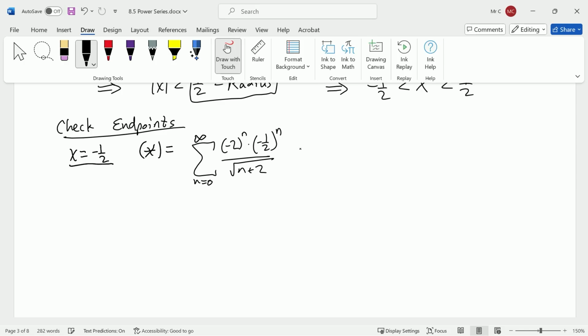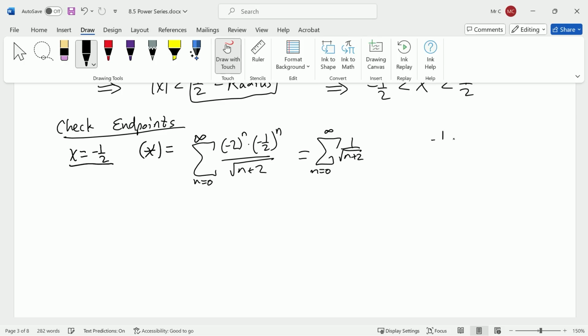And now, what do I see here? Well, these are both to the nth power, so I can combine those two together. And -2 times -1/2 is a +1. So that's actually just the sum from n equals 0 to infinity of 1 over the square root of n plus 2.